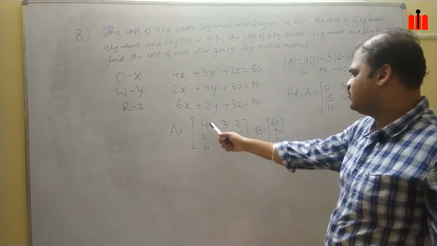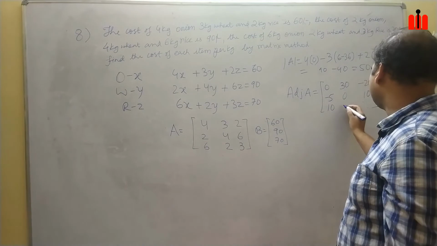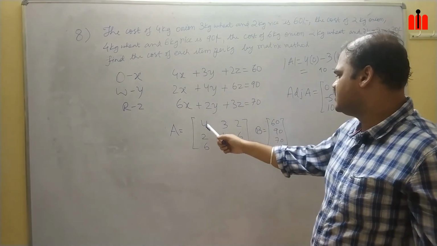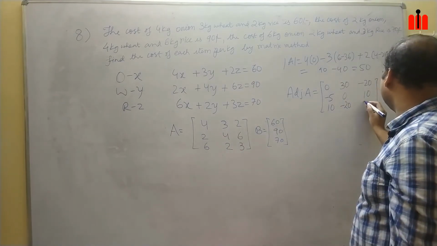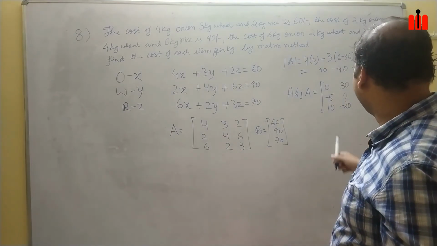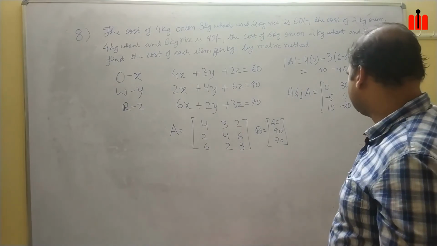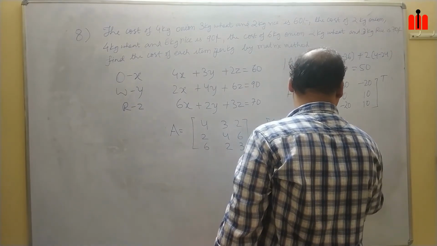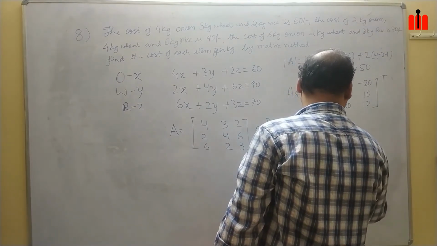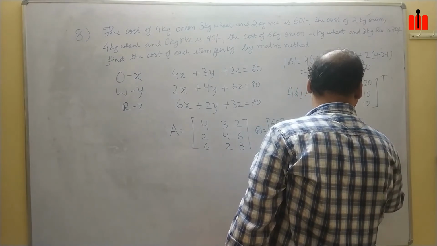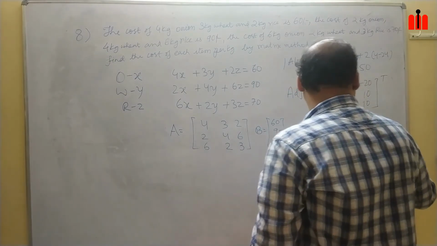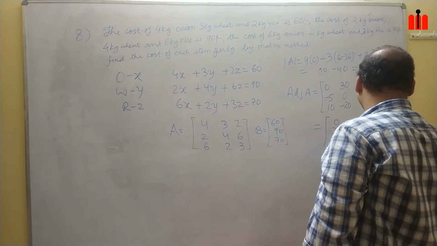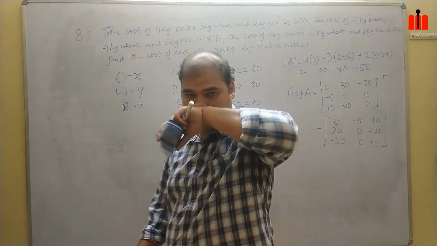For 2, it is 24 minus 4, minus 20, negative of the minor. So for 3, it is 16 minus 6, which is 10. So this will be the adjoint A. So cofactors transpose. So it will be 0, 30, minus 20, minus 5, 0, 10, 10, minus 20, 10. So this will be the adjoint A.